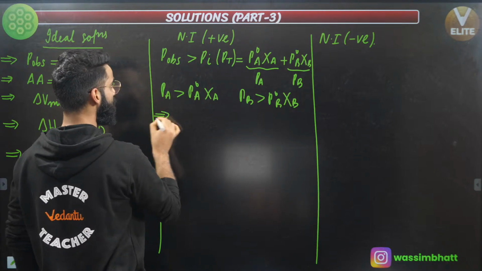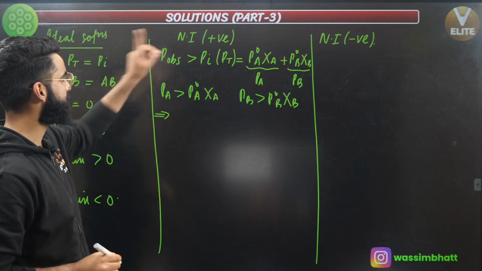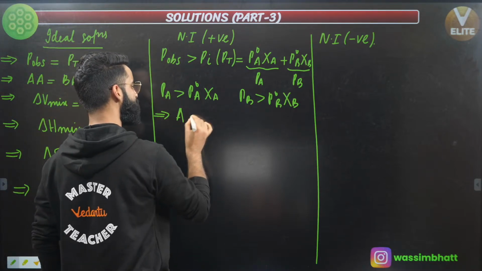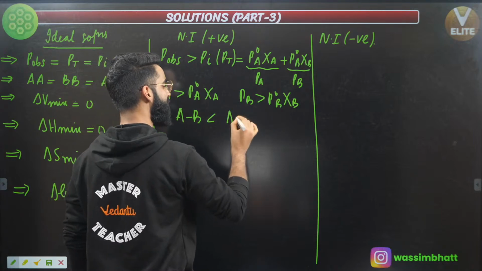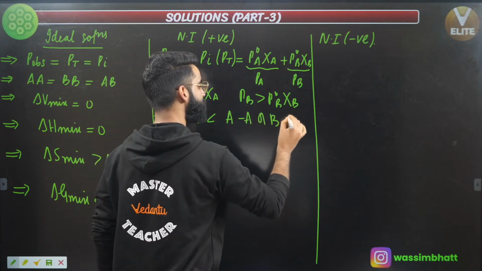Correct? So first of all, if the actual vapor pressure of the solution is more, that means AB interactions are less than that of AA and BB interactions.